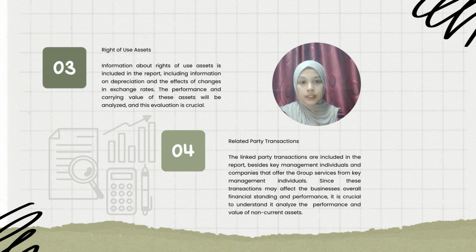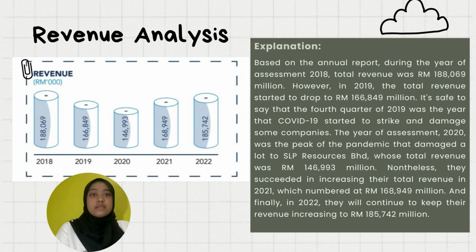And then the related party transactions. The related party transactions are included in the report, besides key management individuals and the companies that offer group services from key management individuals. Since these transactions affect the business's overall financial standing and performance, it is crucial to analyze the performance and value of non-current assets.